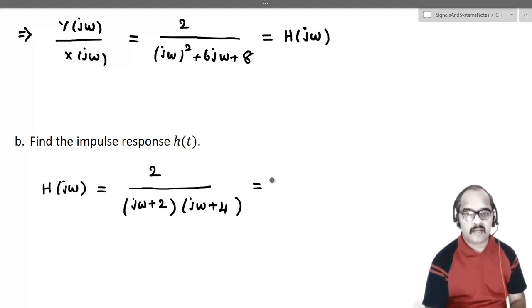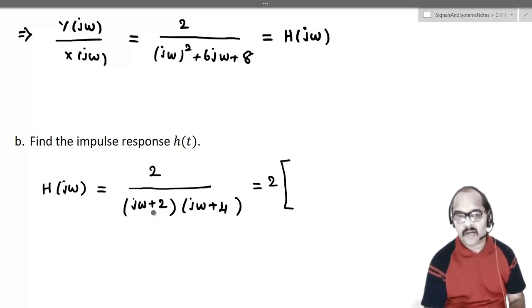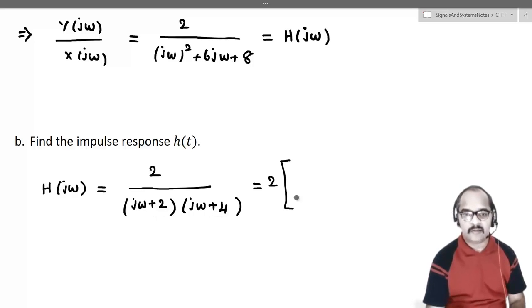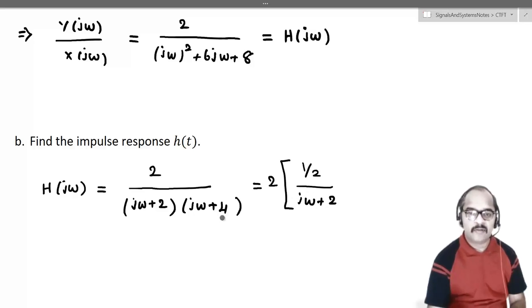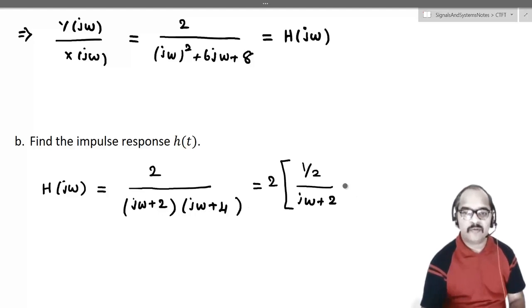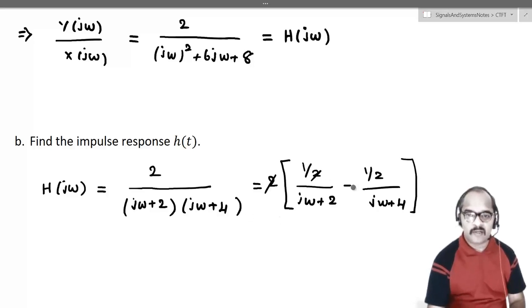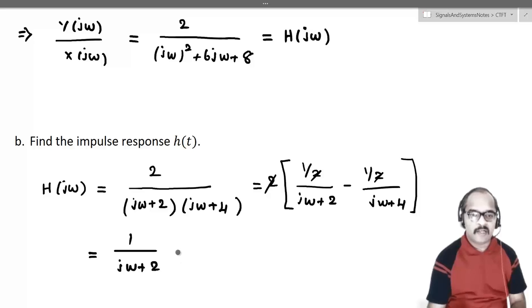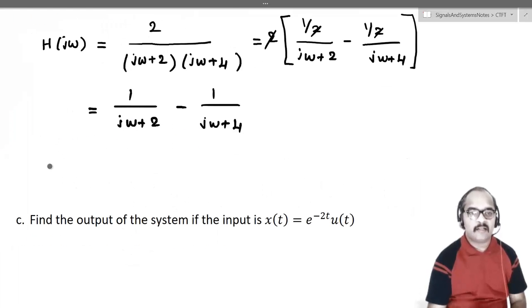Okay, so let us apply the partial fraction expansion. So 2 is common, let us keep it out. Now next what we do, we will apply j omega equal to minus 2. So if you apply j omega equal to minus 2, you will get 1 by 2 as the scaling factor divided by j omega plus 2. Similarly, if you apply j omega equal to minus 4, you will get minus 1 by 2 divided by j omega plus 4. So this is the partial fraction expansion, but this 2 and 1 by 2 will get cancelled out. So finally this is equal to how much? 1 divided by j omega plus 2 minus 1 by j omega plus 4. Okay, so that is our H of j omega.